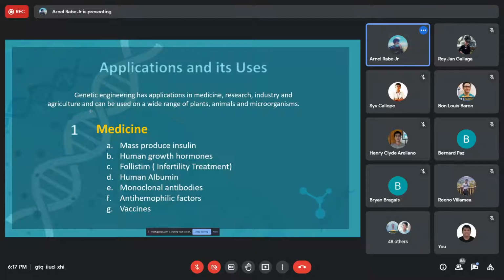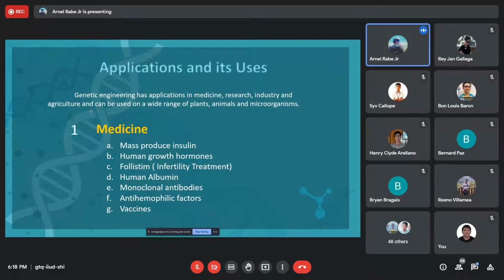D. Human albumin, and E. Monoclonal antibodies. It is an antibody produced artificially through genetic engineering and related techniques. Production of monoclonal antibodies was one of the most important techniques of biotechnology to emerge during the last quarter of the 20th century.